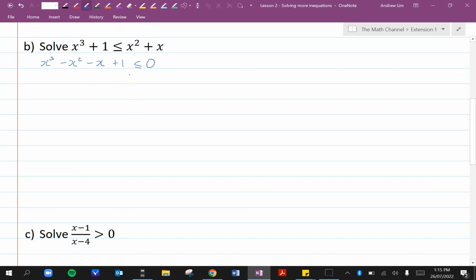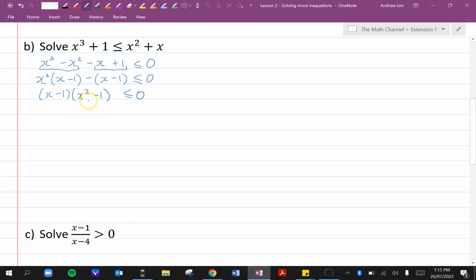Because I've got 4 terms, I should be thinking, let me try grouping in pairs. So I'm going to group in pairs, and factorize out a common factor in each. So here we've got a common factor of x squared, leaving me with x minus 1. Put my minus sign, and I've got x minus 1 here as well, less than or equal to 0. I can see here that I've got a common factor of x minus 1, so let's bring that out, leaving me with x squared minus 1 is less than or equal to 0.